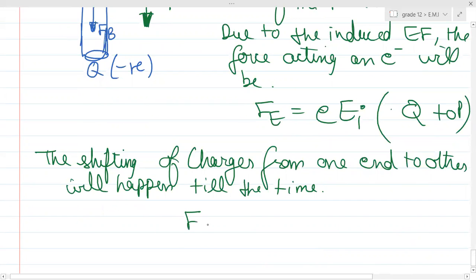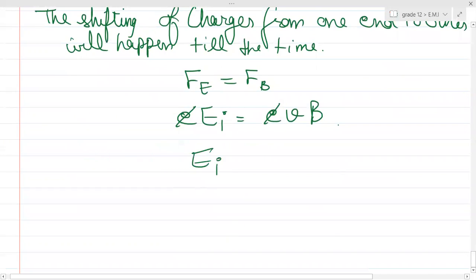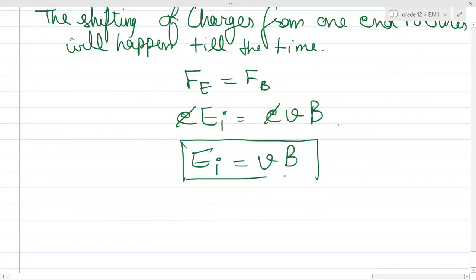Still, Fe should be equal to Fm. That implies q into Ei should be equal to q into v into B. So can you see from here, q and q will get cancelled out, and Ei will be equal to v cross, oh sorry, vector form will write later, Ei will be equal to v into B. So can you see over here, the induced electric field will be equal to v into B.